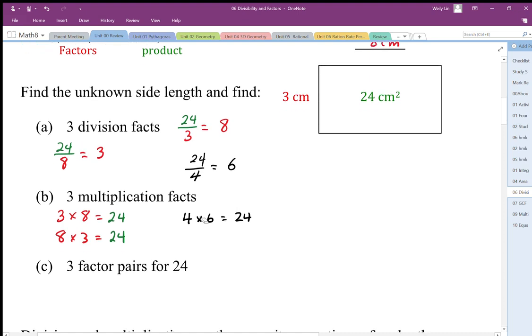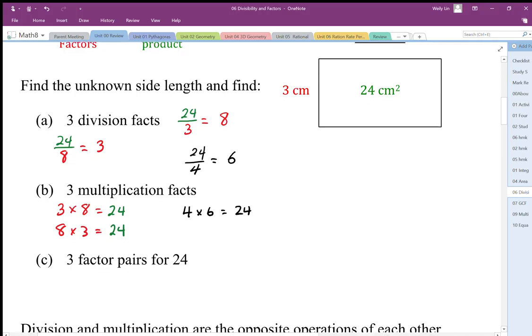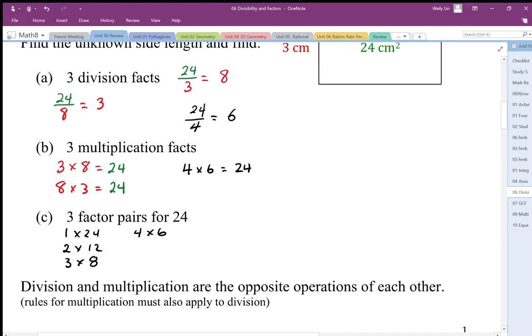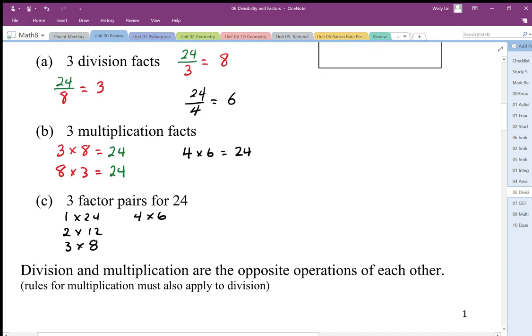And again, when we break up the number in terms of times, we're talking about factors. And we can come up with factor pairs. So we can say that 1 times 24 represents a factor pair. We can say that 2 times 12 represents a factor pair. We can say that 3 times 6 represents a factor pair, 3 times 8 represents a factor pair, and we can say that 4 times 6 represents a factor pair, and we can switch around those as much as we want.